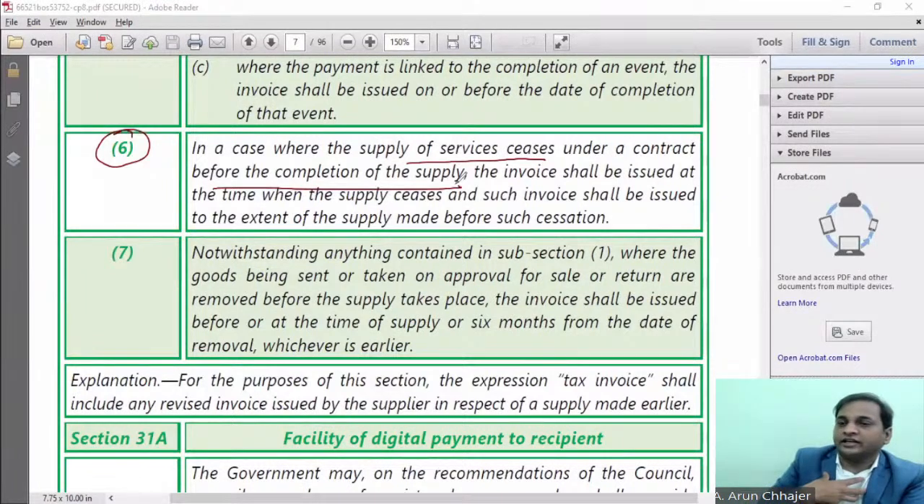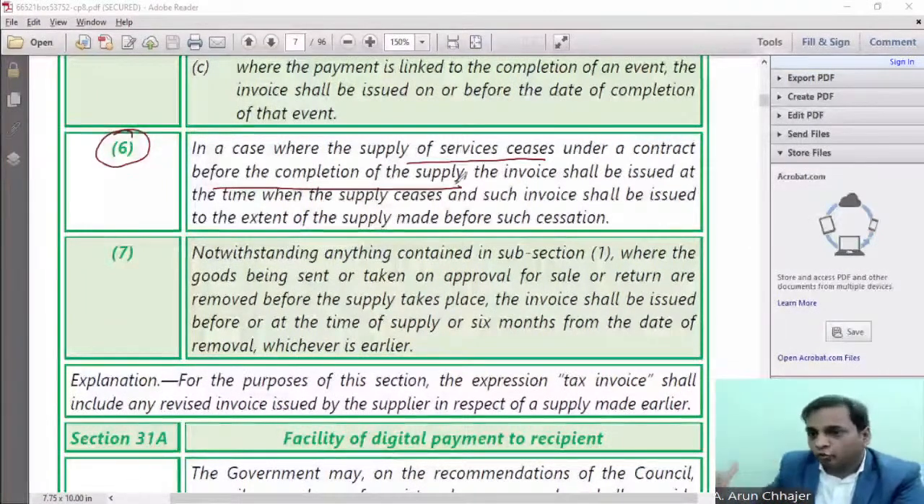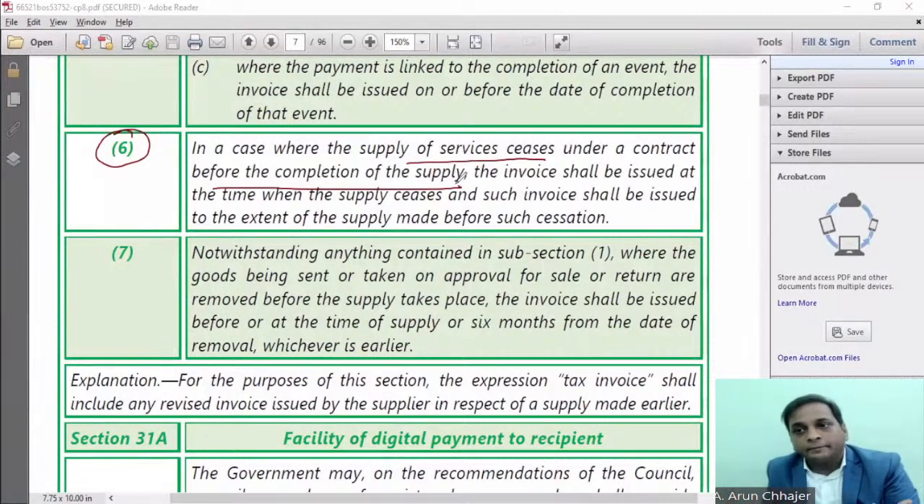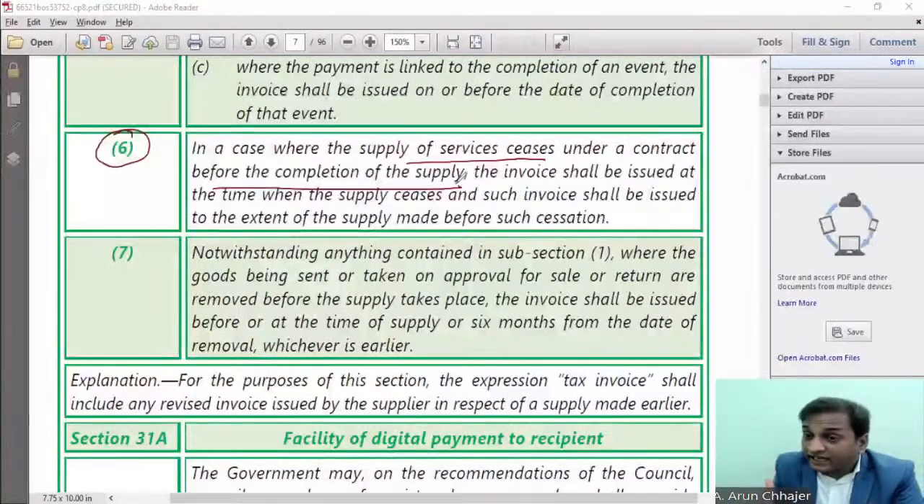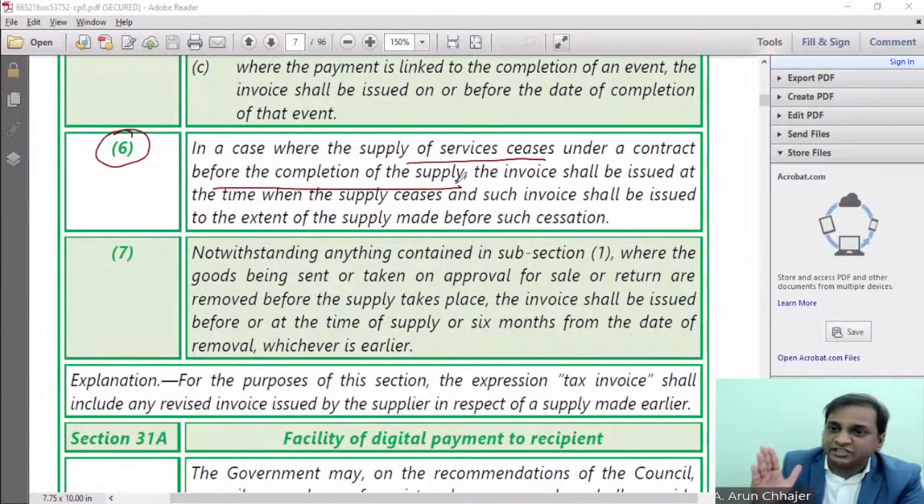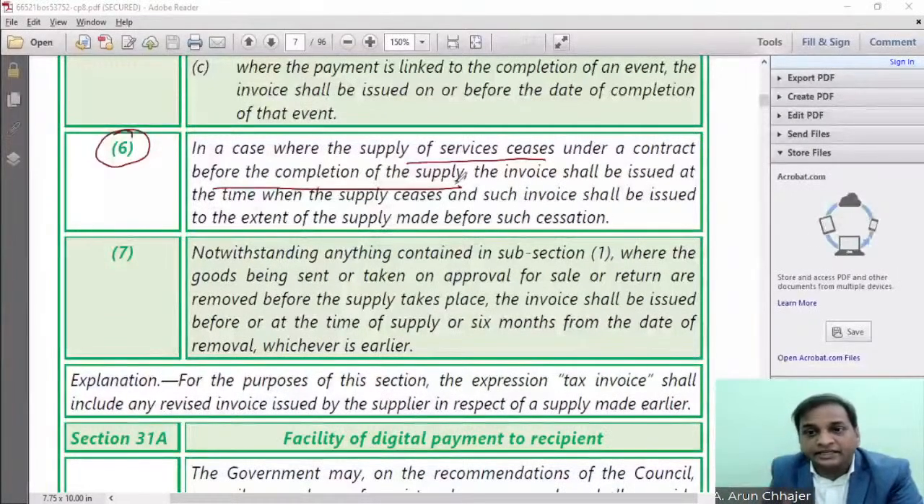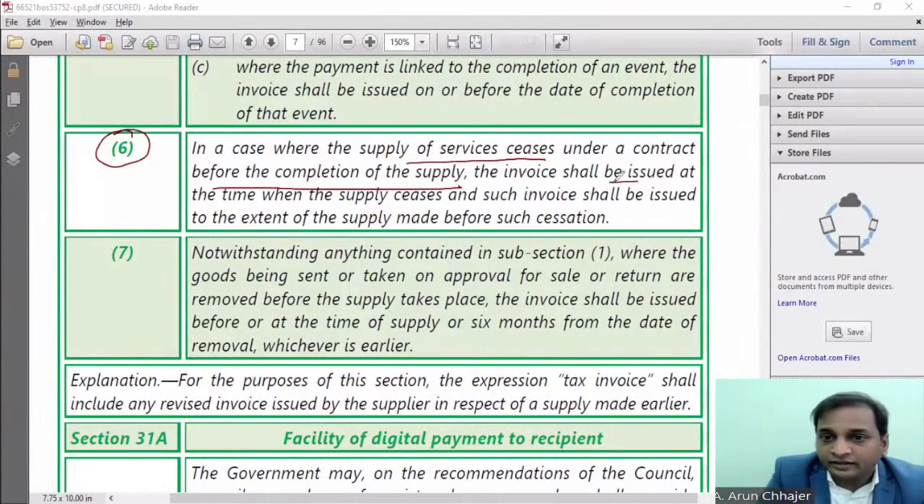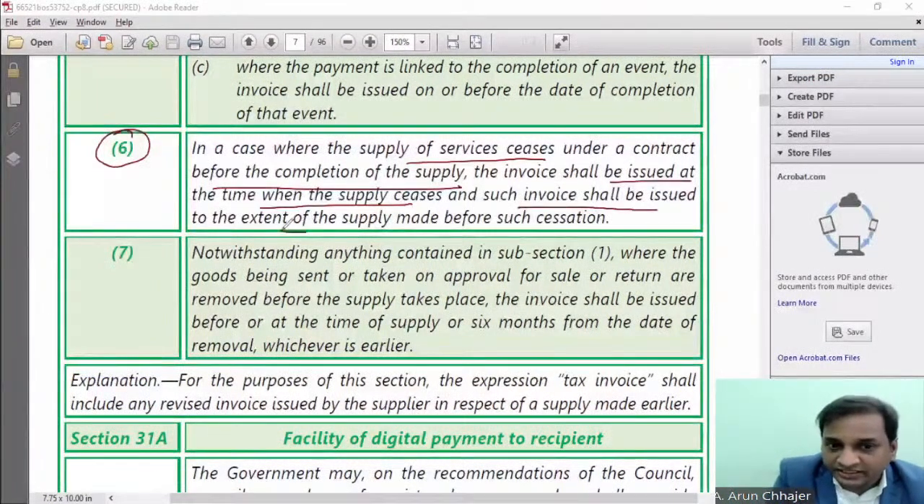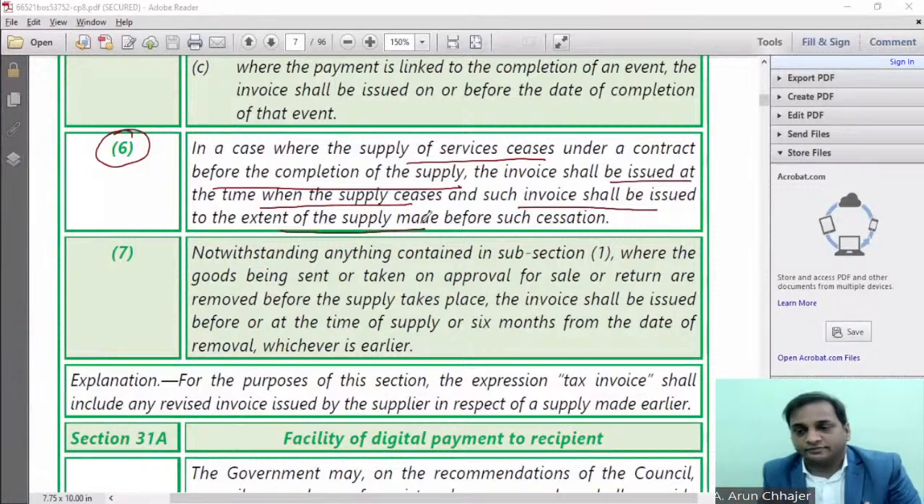I have received the contract for 1 year. After 2 months, some situation is such, or my customer is saying that no, we cannot continue. So my contract has ceased before completion, it has been stopped. In that case, whatever work has been completed, I have to issue the invoice at the time when the supply ceases, and such invoice shall be issued to the extent of the supply made before such cessation.